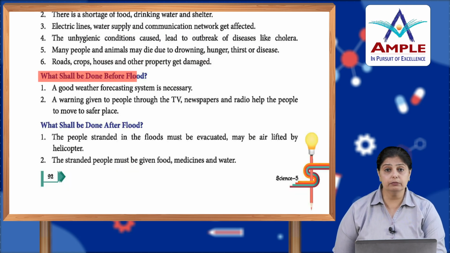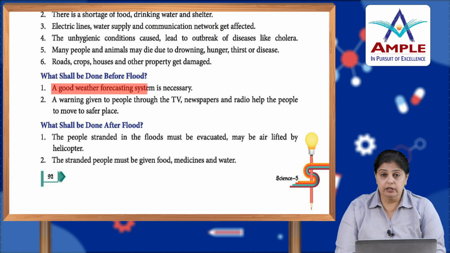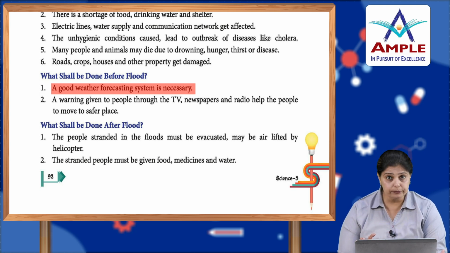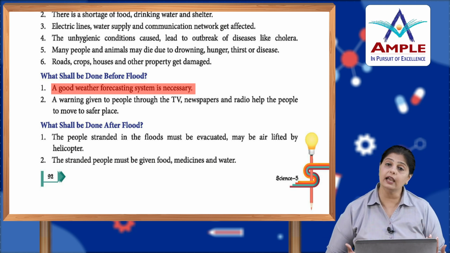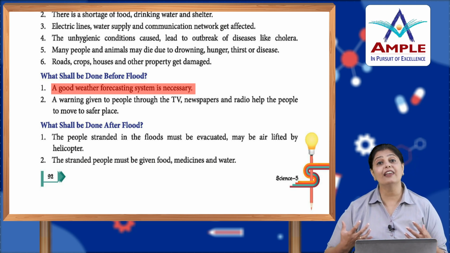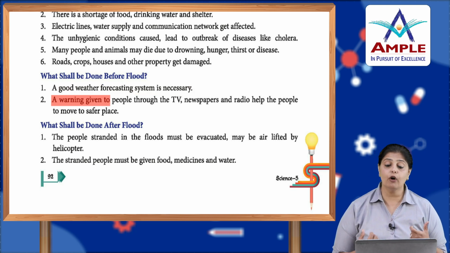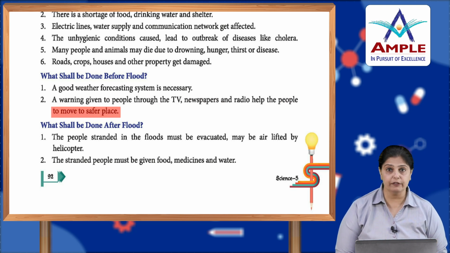So, what shall be done before a flood? The weather forecasting system plays a very important role in such a situation. If the weather forecasting team knows that there is going to be heavy rainfall and there are chances of certain areas getting flooded, they can ask the people to move out from that area and go to a safer zone, which can help prevent the loss of life at least. A warning given to people through TV, newspaper and radio helps them move to safer places.